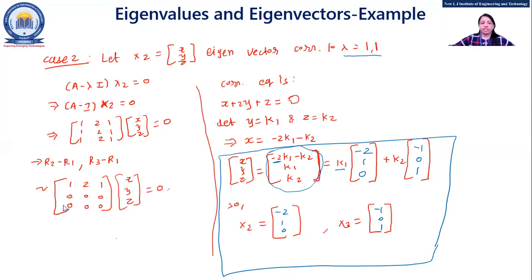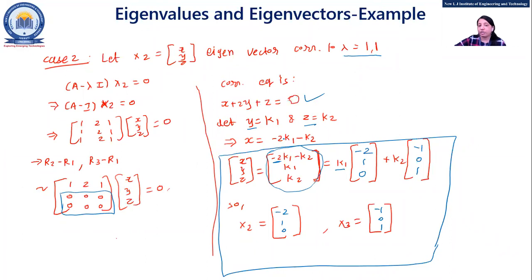See, Gauss elimination method. We need to just solve this equation. Now here one equation you will get, that is x plus 2y plus z equal to 0. Fine, up to this. Now we have assumed value of y and z. Why? Because at y and z, both rows are 0. So they are called the free variables.